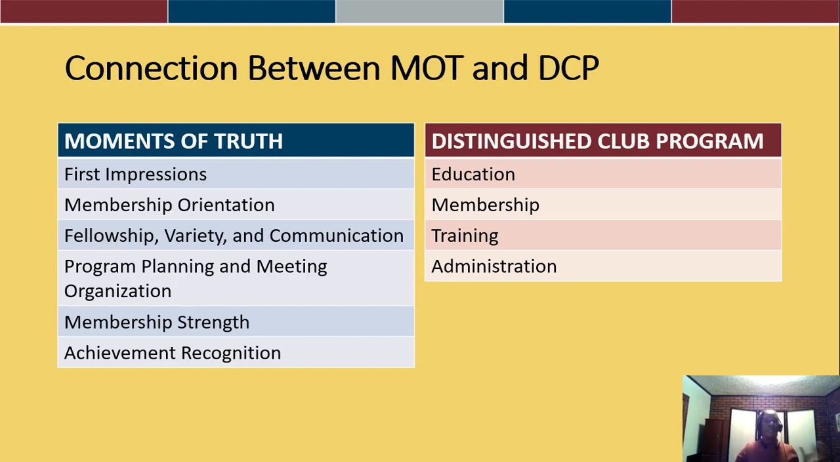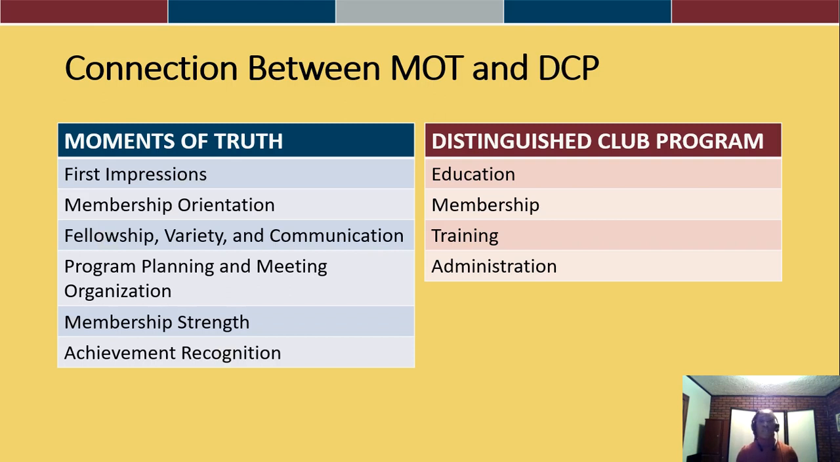So the education area of the Distinguished Club program helps to ensure that we can also meet the Moments of Truth membership orientation standard. The standard of Moments of Truth regarding fellowship, variety, and communication, oh, connect that back to both membership and education, yet add in training. Club officers being trained along with making certain your members are achieving their educational goals and your club is recruiting members. Those 3 areas of the Distinguished Club program connect to the standard of fellowship, variety, and communication.